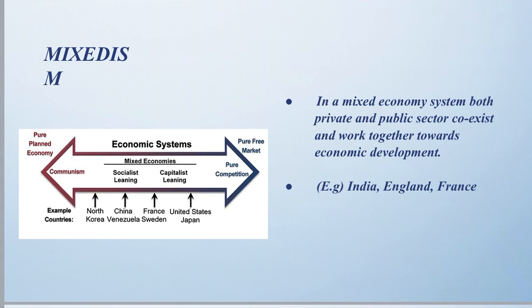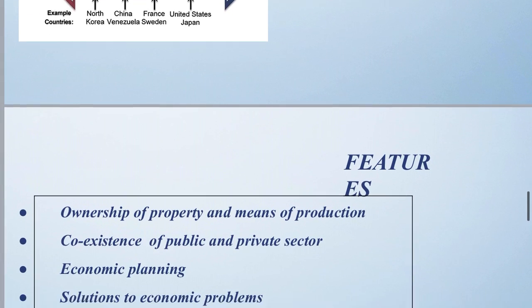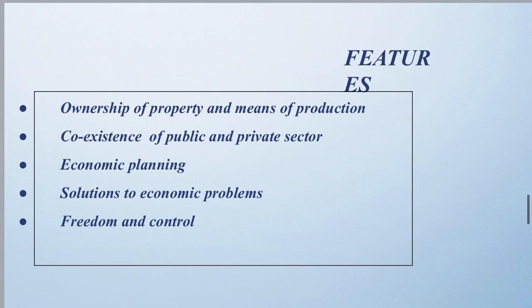If you turn to page number 9, it will be useful for you to follow it in an easy way. So what are the features of mixed economy? The features of mixed economy are: 1. Ownership of property and means of production. 2. Coexistence of public and private sector. 3. Economic planning. 4. Solutions to economic problems. 5. Freedom and control. First point, ownership of property and means of production.